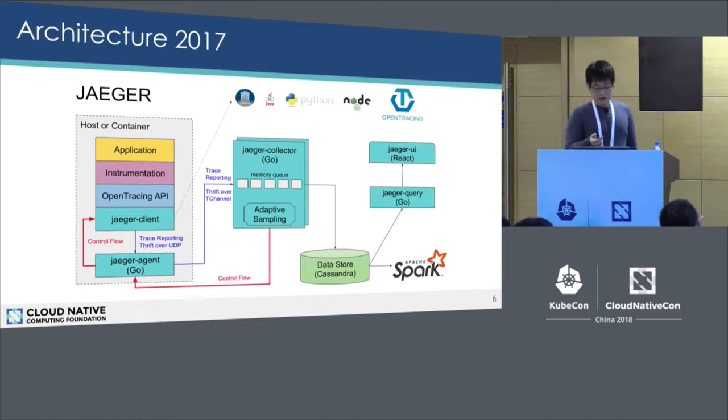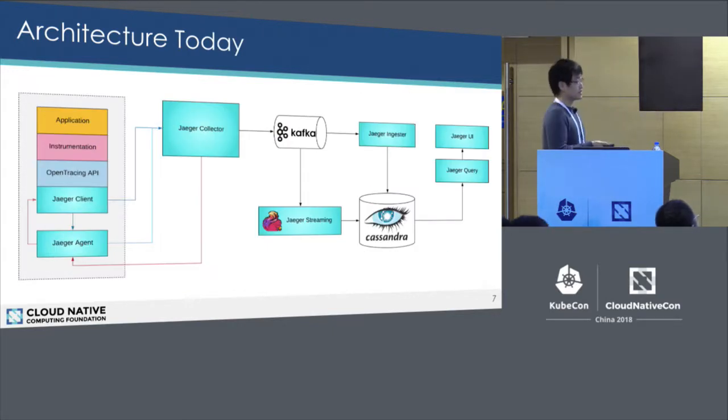Okay. So we also had an Apache Spark job, which did very basic post-processing of our traces, and it generated dependency diagrams. And this is what the architecture looks like today. There hasn't been much change on the clients and agents. Most of the changes have occurred in the back end.